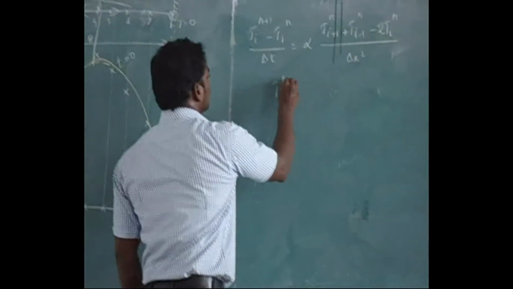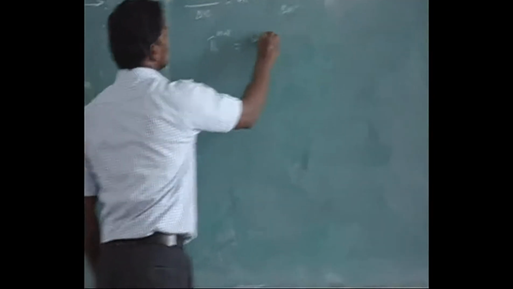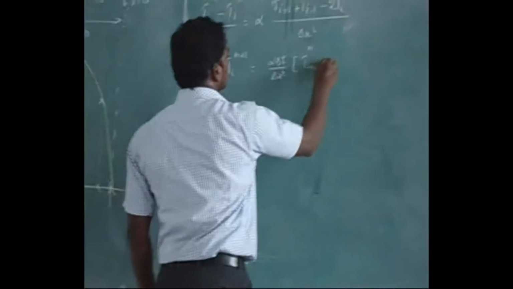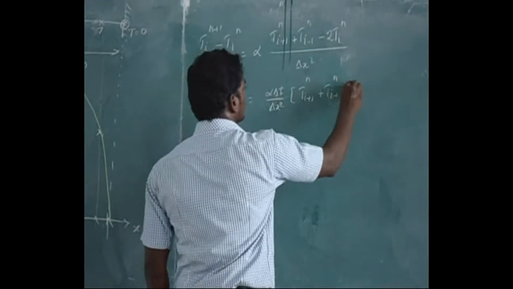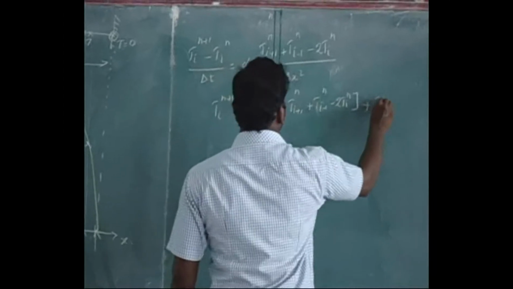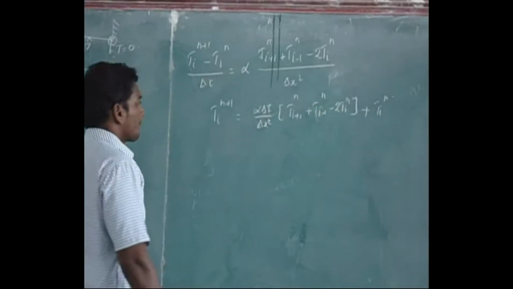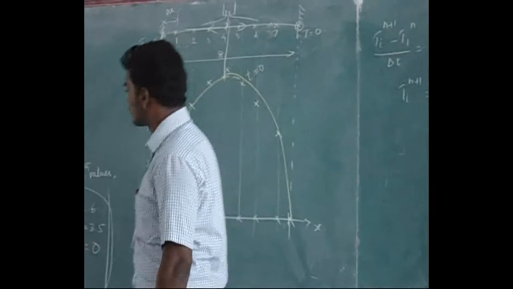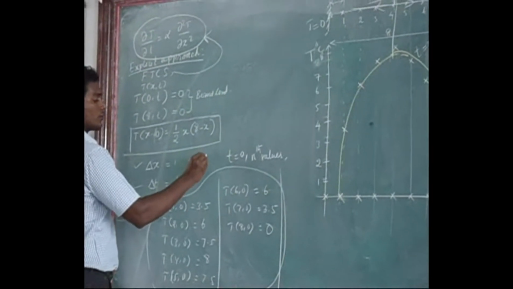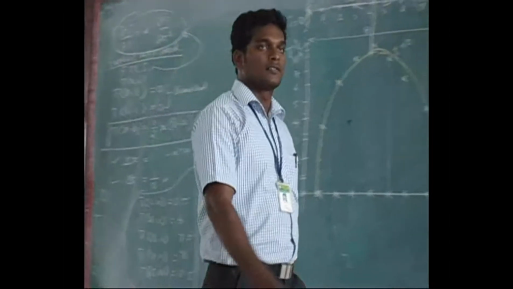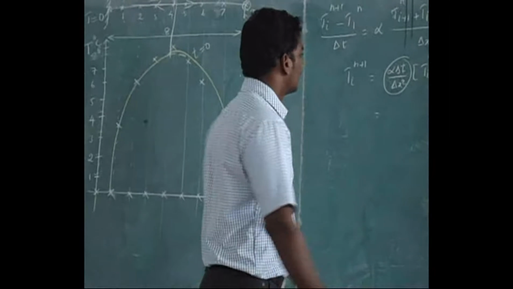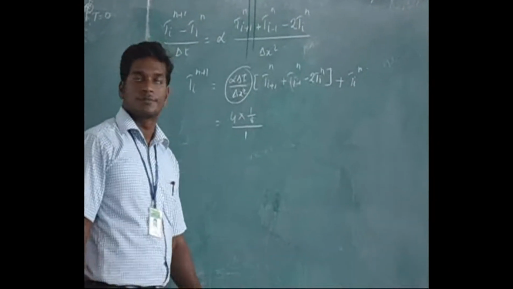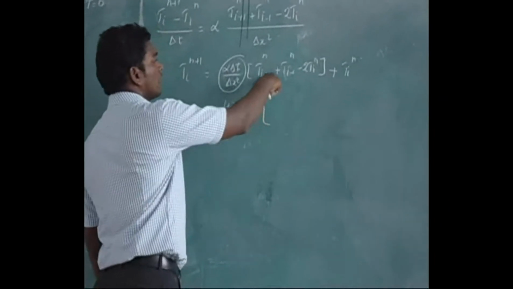I can extract Ti n plus 1 equal to alpha del t by del x square, plus Ti square. Now you can simplify. This is the constant value. Alpha is not given to us, so you can consider alpha as 4. The property of the material, thermal diffusion, I have taken as 4. So what happened? 4 into 1 by 8 divided by 1. Then Ti plus 1 at the nth level.